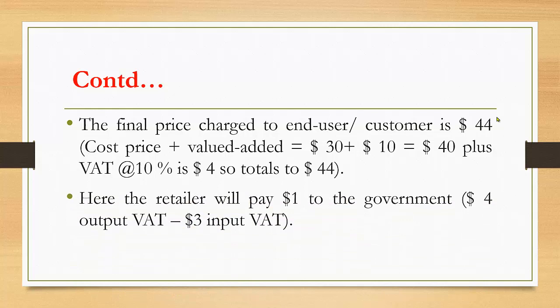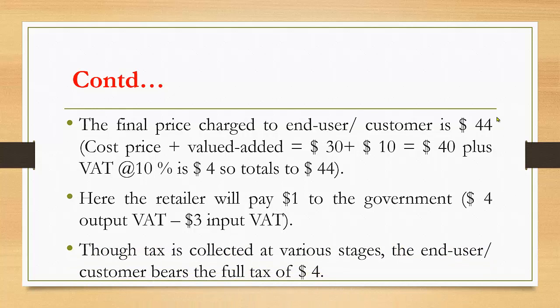Now you can see that here the retailer will pay $1 to the government because the retailer had already paid $3 to the manufacturer and the retailer has collected $4 from the customer. So the difference between what the retailer has paid to the manufacturer and what the retailer has received from the customer is 1. So this $1 again will go to the government. So it is a difference between output and input tax. Though tax is collected at various stages, the end user or a customer bears the full tax of $4.